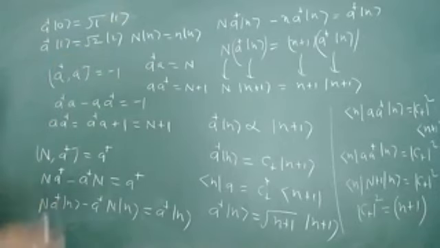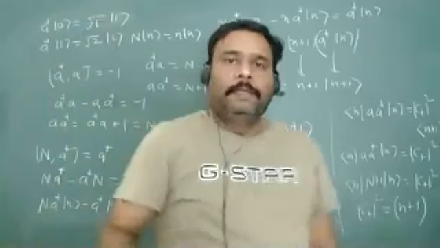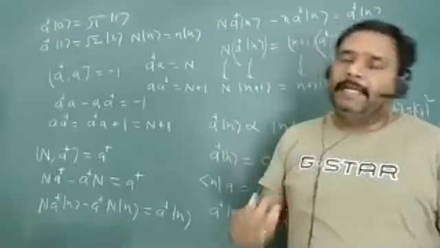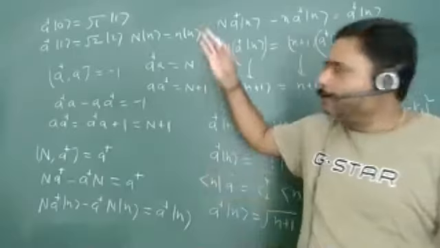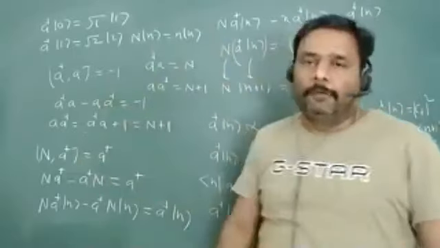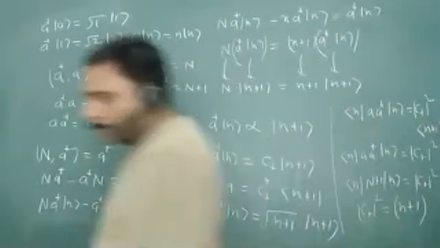So now we have figured out the basic nature of A dagger, A, and N, and then we can talk about each and everything about the Hamiltonian. If you have any doubt, you can just ask me.